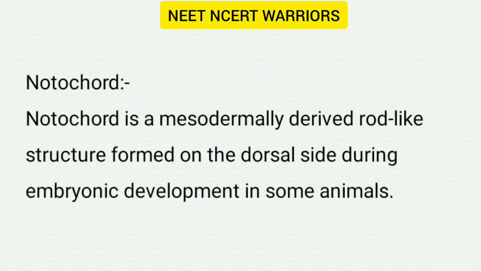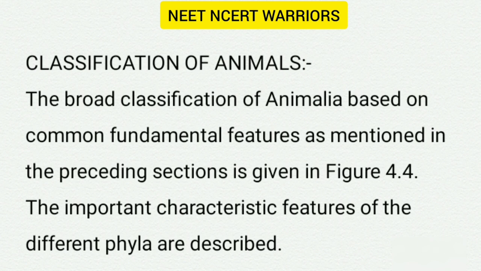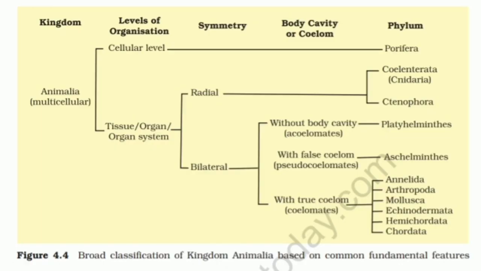Animals with notochord are called chordates and those animals which do not form this structure are called non-chordates. Example: Porifera to echinoderms. Topic: classification of animals. The broad classification of Animalia based on common fundamental features as mentioned in the preceding sections is given, and you can see in figure 4.4.